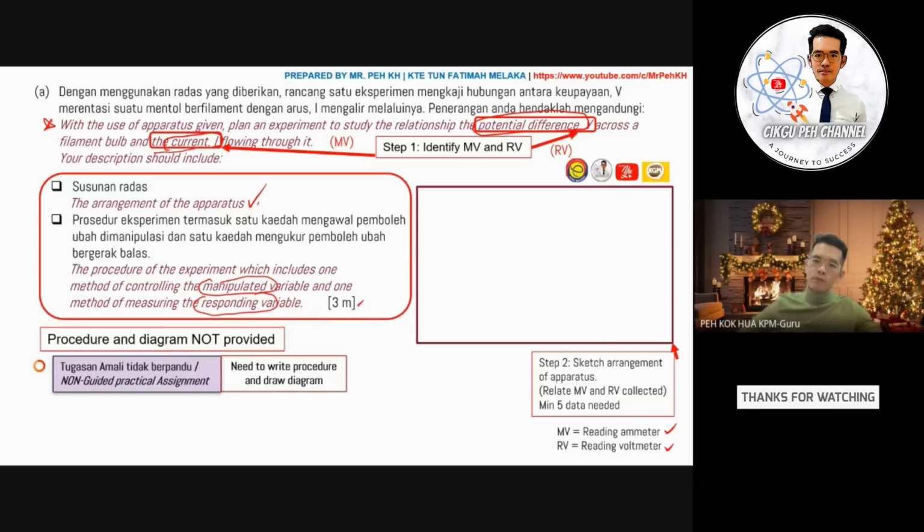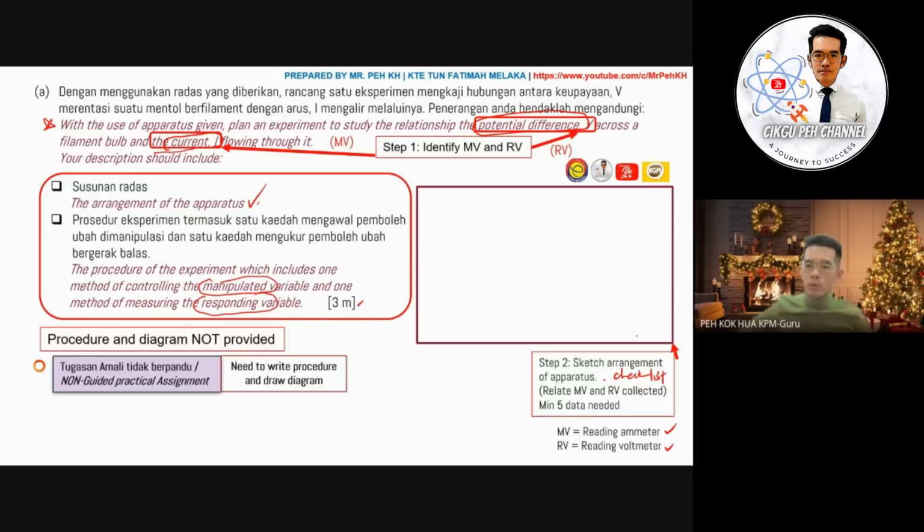So first, you need to sketch the apparatus and you need to refer to your checklist. Normally all the apparatus will be used, but sometimes there will be some apparatus that actually is not needed in the experiment. So you need to justify carefully for this. But normally all will be used.